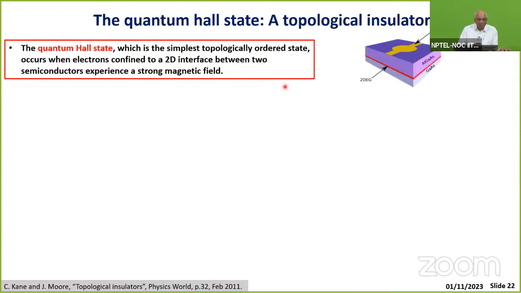Now, what is a topological insulator as opposed to the bulk insulator, the trivial insulator? The quantum Hall state, which is the simplest topologically ordered state, occurs when electrons confined to a 2D interface between two semiconductors experience a strong magnetic field. So, schematically shown here, you have a semiconductor aluminum gallium arsenide and another semiconductor called gallium arsenide. So you have a heterostructure and there is an interface, the red line here.